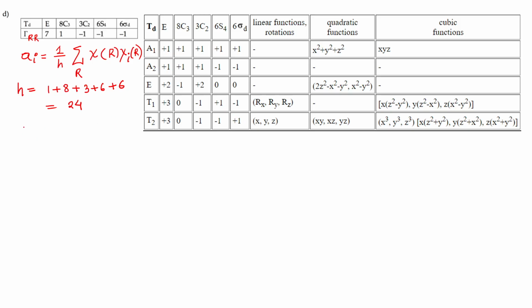Okay, now we have 1 over h, which we know. Now let us start with how many A1s there are. So 1 over 24, and then we first start with the identity. Chi of identity is 1.